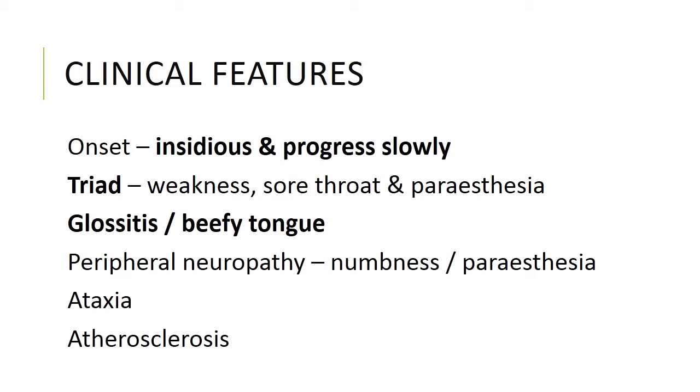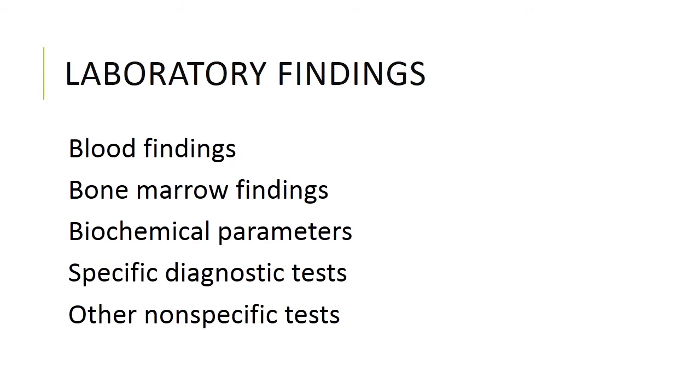Ataxia means there will be imbalance, and atherosclerosis means there is deposition of lipids in the walls of the arteries. Laboratory findings of this pernicious anemia: we'll be having the blood findings, bone marrow findings, biochemical parameters, specific diagnostic tests and other non-specific tests.